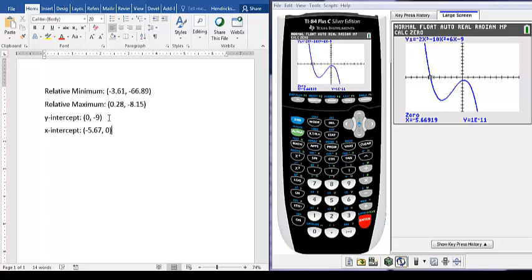And just while we're at it, the domain and range, remember this is an odd degree polynomial function, so the domain and range of that would be negative infinity to infinity. So hopefully that helps let you see how you can use a graphing calculator to get those values that you need.